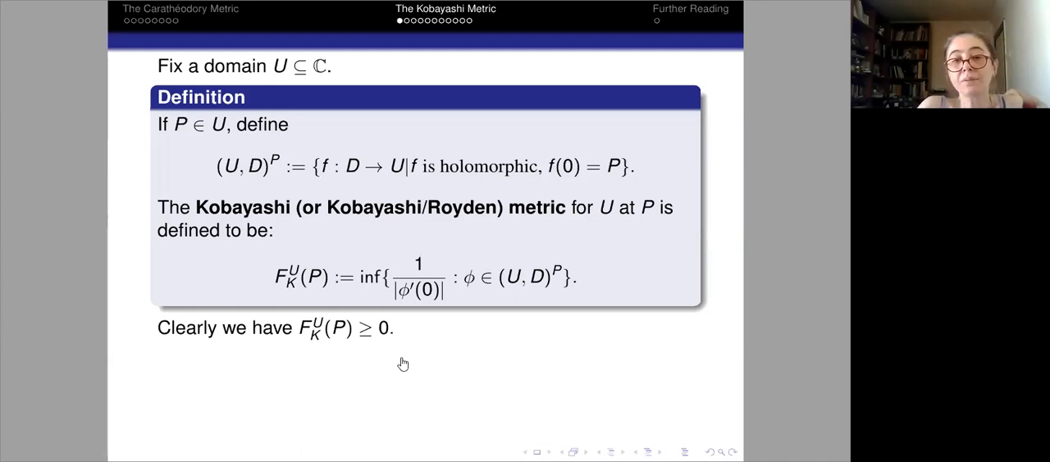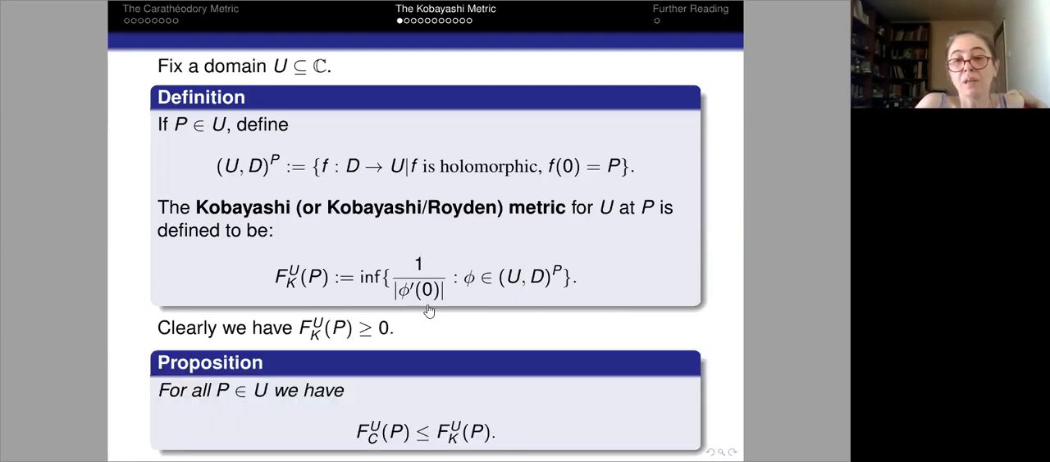Now, when you look at this, you clearly see that the Kobayashi metric at the point p is always greater than or equal to 0, because we define it with the help of absolute values. But we also have a proposition which says that for all p in U, the value of the curvature metric at point p is less than or equal to the value of the Kobayashi metric at point p.